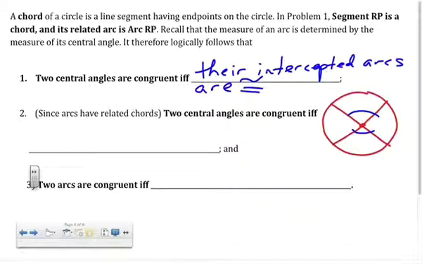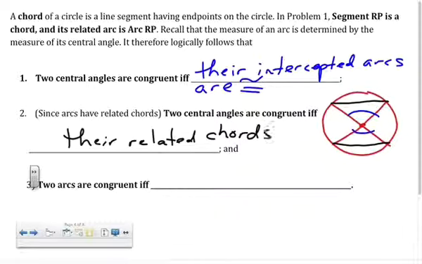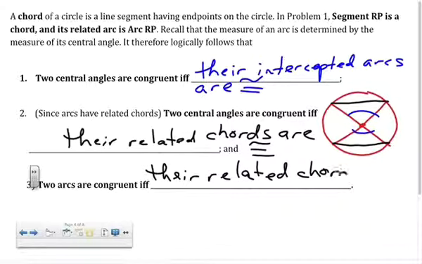One of the things that we'll talk about is that a chord has a related arc. So this chord and this chord would also have to be congruent. So two central angles are congruent if and only if their related chords are congruent. And then finally, we see that everything is connected. The angles are connected to their arcs, the angles are connected to their chords, and the chords are related to their arcs. So two arcs are congruent if and only if their related chords are congruent.